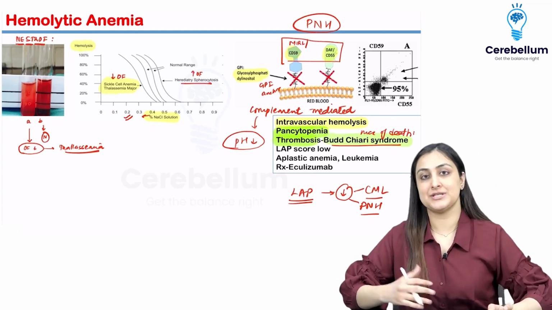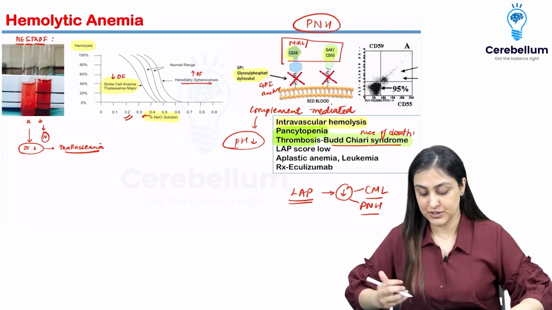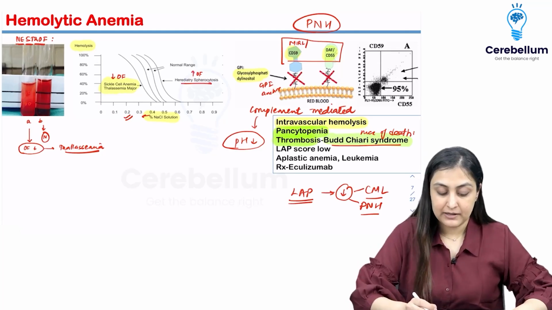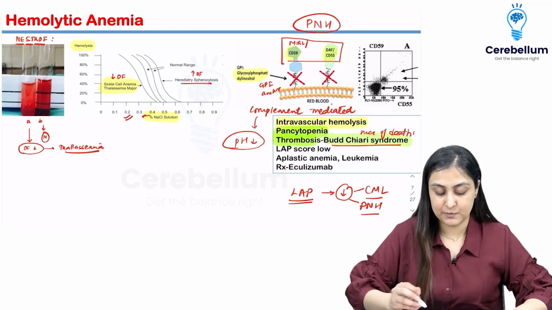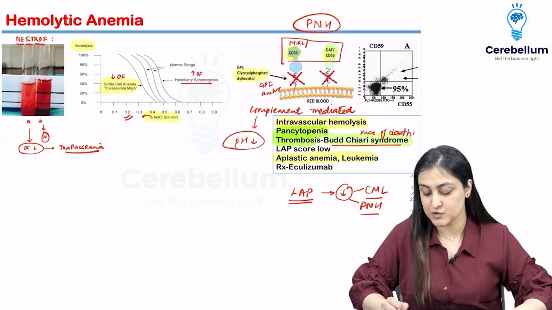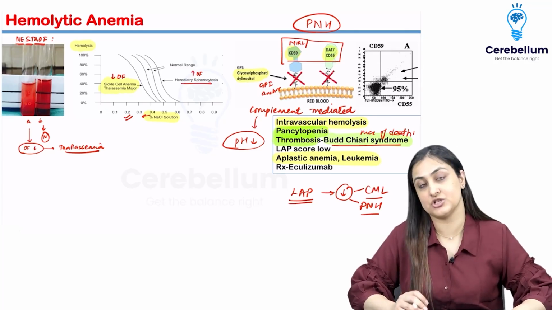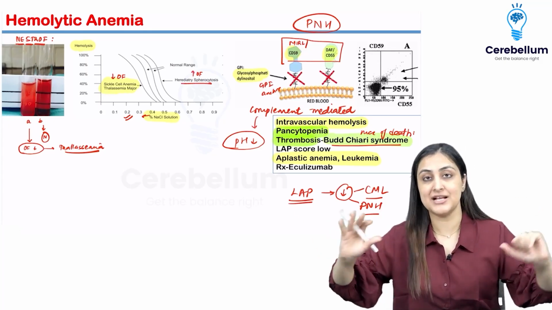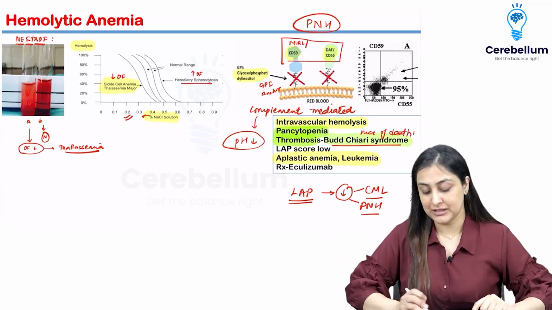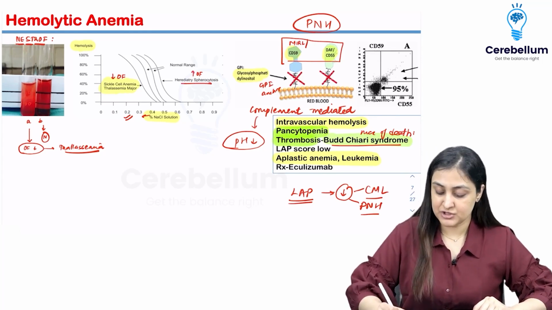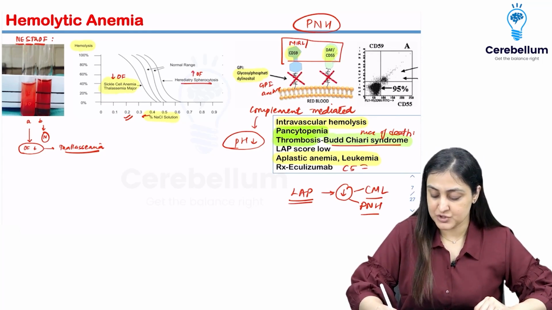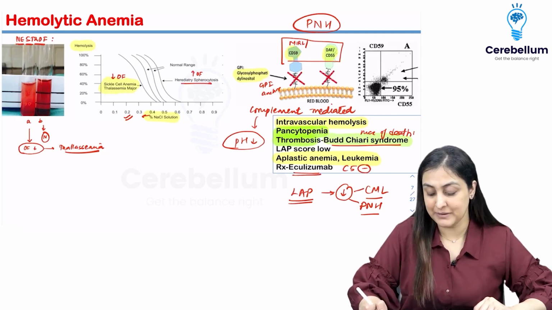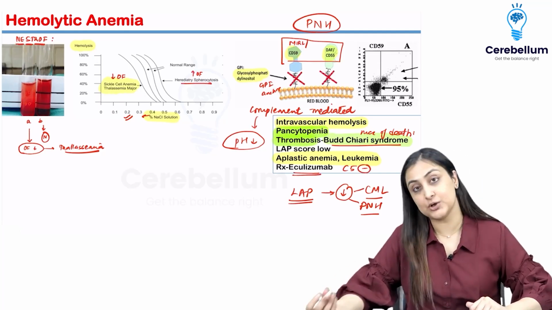Lab score is leukocyte alkaline phosphatase test. Okay, so this is something that you want to remember. Very important from AIIMS point of view or INICET point of view. This is so frequently asked. Two complications, aplastic anemia and leukemia. Both of these can occur. Both sides of the spectrum the story can go, and one specific treatment is monoclonal antibody which blocks C5, so the complement mediated activation is blocked, is eculizumab.